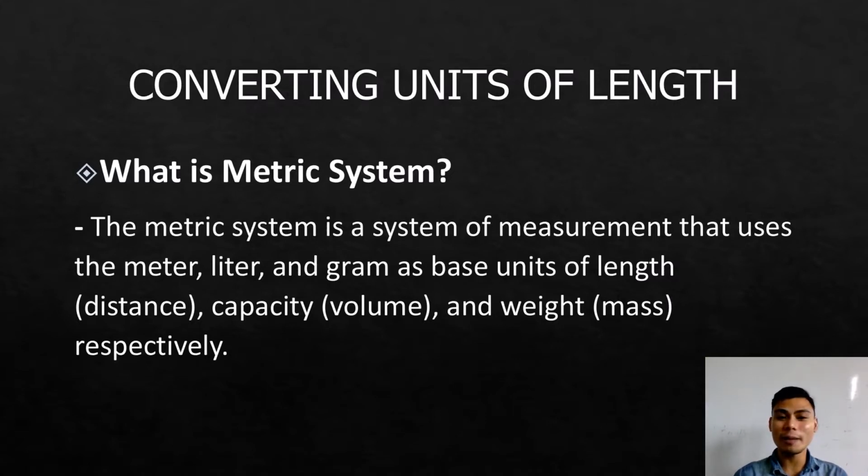But first, let's define what a metric system is. A metric system is a system of measurement that uses meter for distance, liter for capacity, and gram for weight. Okay? So that's three. Meter for distance, liter for capacity or volume, gram for the weight. Okay? And our first task is to convert units of length.